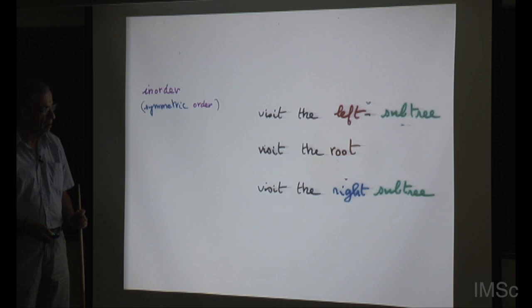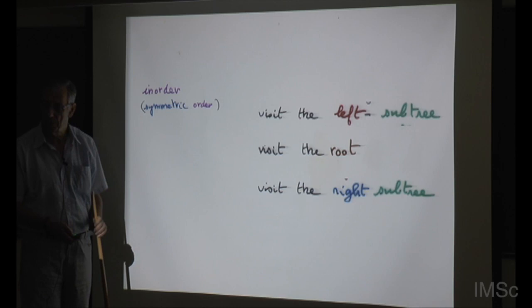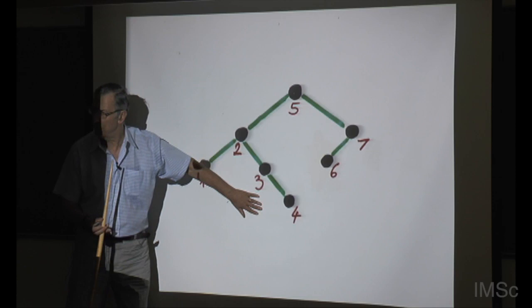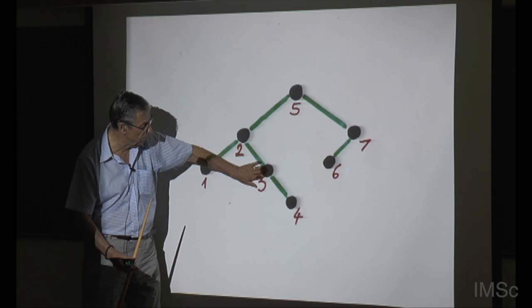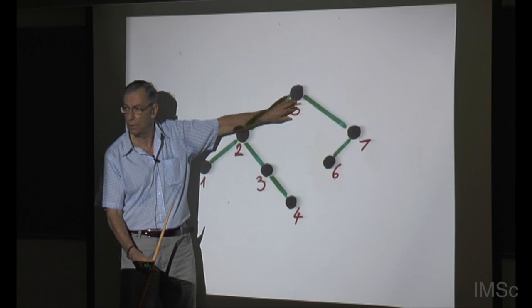Recursively, you do this. So here is an example. First, you visit this left subtree. First, you visit the left, so this is the first one. Then you visit the root. Then you visit the right subtree. So you are finished with this. Now you visit the root of the big tree, and you continue recursively.